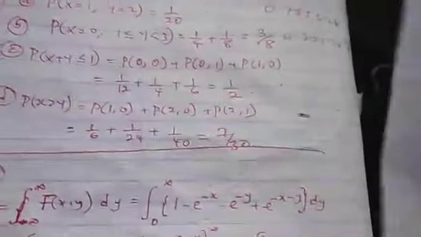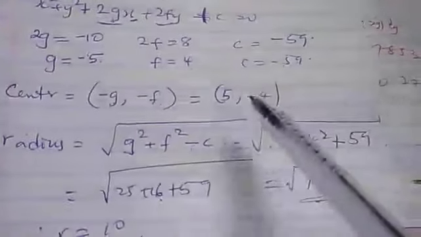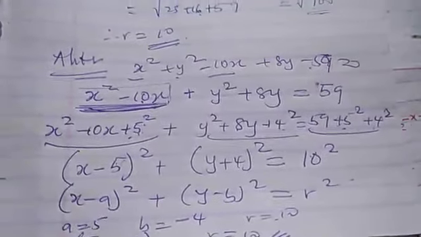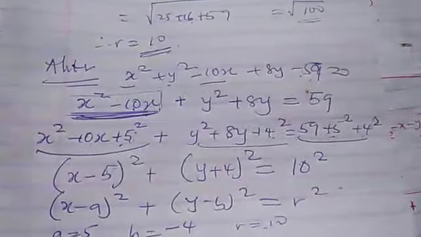So that is another way of solving it. You will see that our center is 5 comma minus 4, our radius is 10. I've written it for you here. That is the answer. And let's take another example.